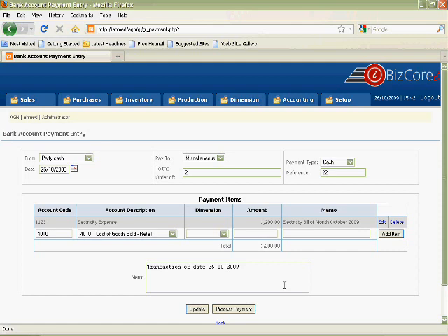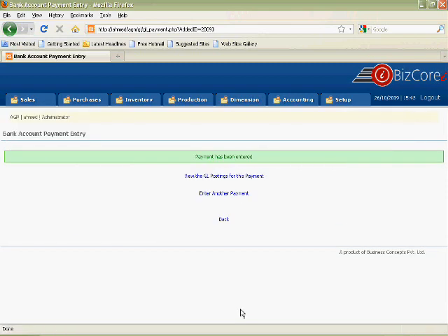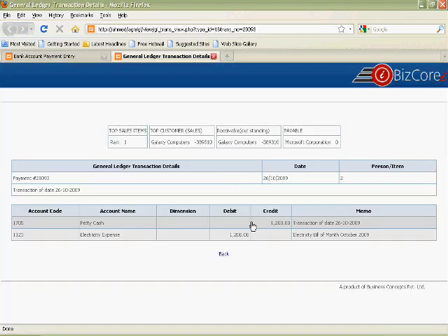You can view the GL posting that you have made, 1200 from petty cash. You can enter another payment. Similarly, we are moving towards the deposits.